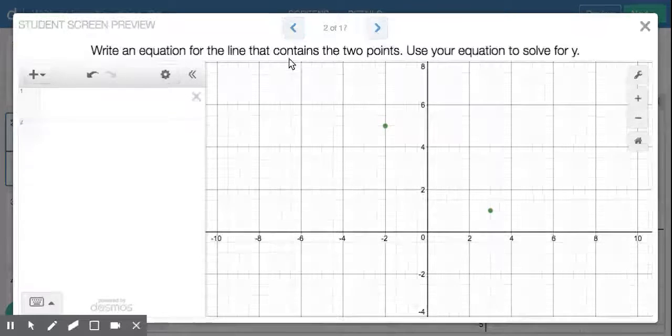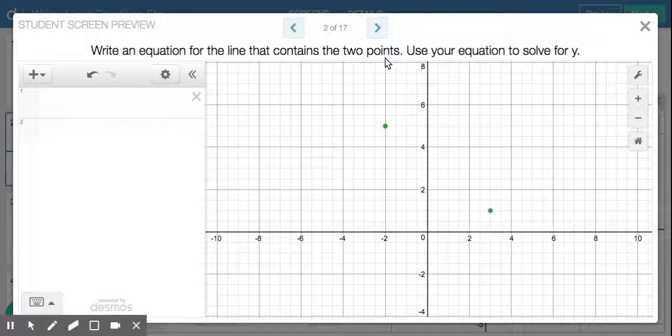In slide number 2, we're asked to write the equation of the line that contains the 2 points. And after that, we want to use that equation to solve for y. When we write the equation of a line, we need 2 things: the slope and the point. But we have 2 points already right here, so we can just pick one of these. And so now we just need the slope.